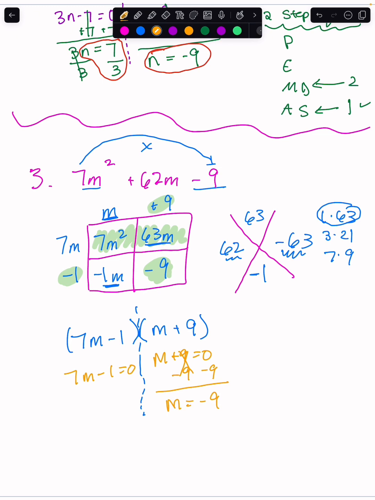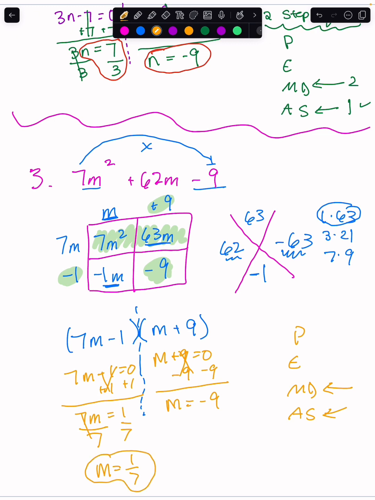Now, remember, we got to do the order of operations backwards. We got to do this first. Do I have any addition or subtraction? Yes. Add 1 to both sides. 7m equals +1. Now I got to isolate m. So I have to divide by 7 on both sides. So m equals 1/7. Also, m equals -9. Those are my zeros. There's 2 zeros. Okay? That's problem number 3.